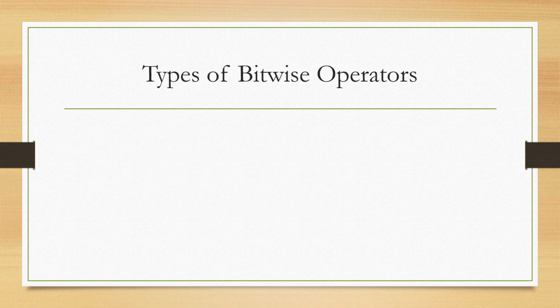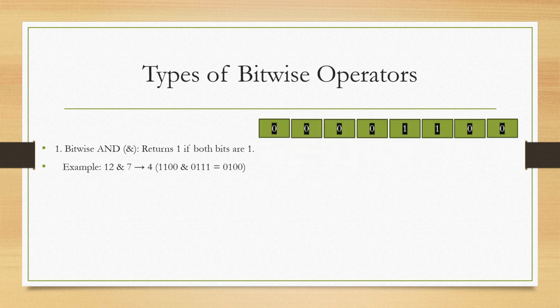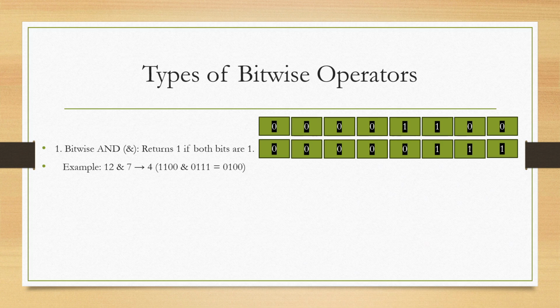Types of bitwise operators. First we will learn the AND operator. Bitwise AND returns 1 if both bits are 1. Our 12 is written in binary as 1100, but we can represent it in 8 bits, and our 7 is represented as 0111, and in 8 bits it is shown on the figure.